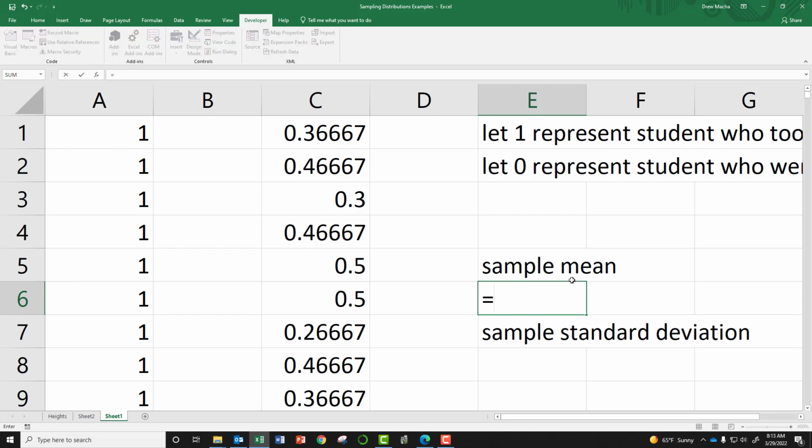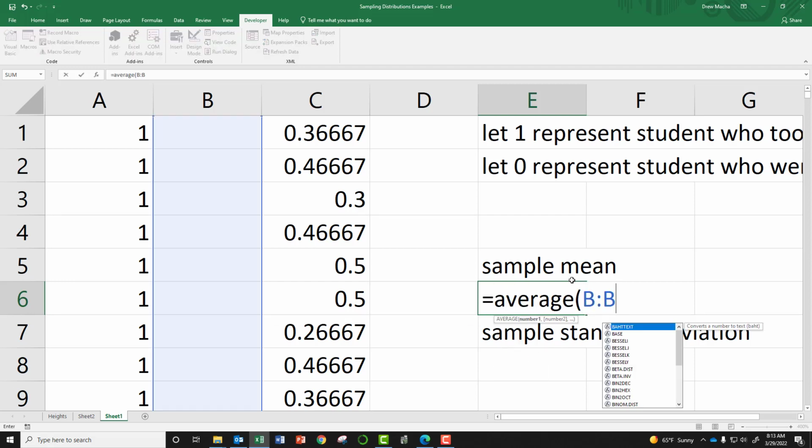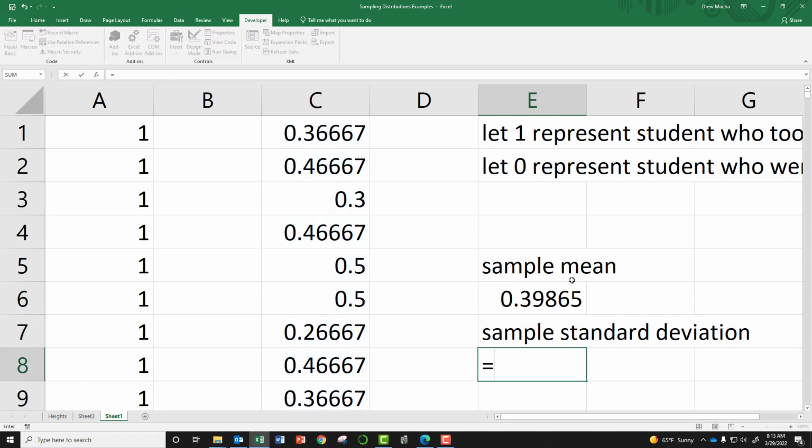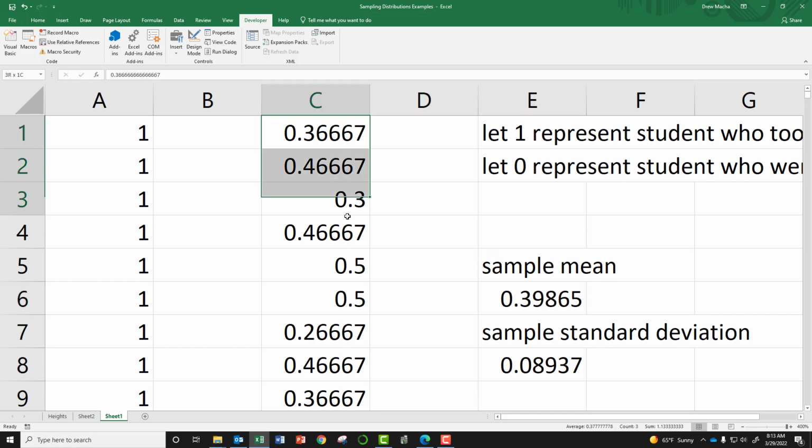And so for the sample mean, I type in equals average of column C. And for the standard deviation, do stdev.s of, again, column C. And so this allows me to calculate basically what am I getting for the mean of these sample proportions and the standard deviation of these sample proportions. So in column C, I have the sample proportions for a sample size of 30 students.